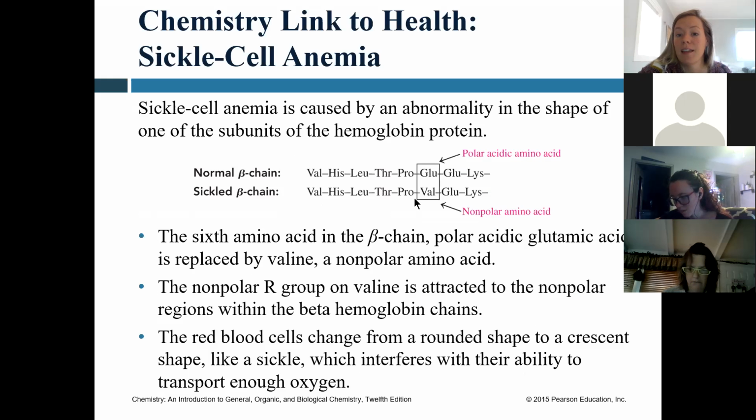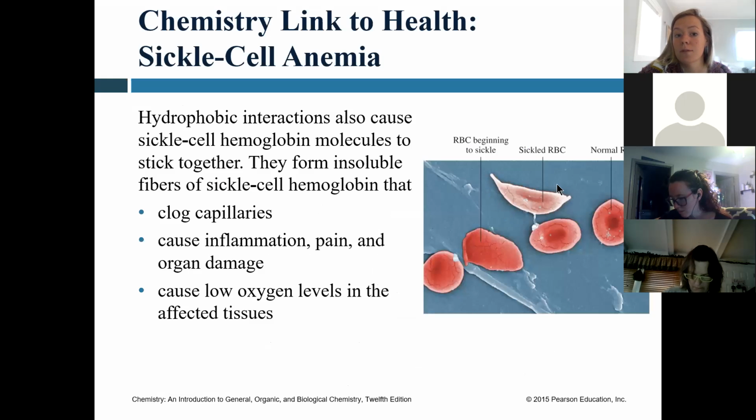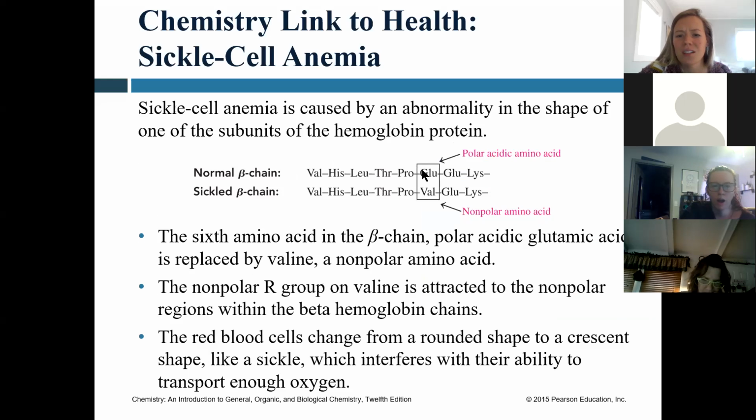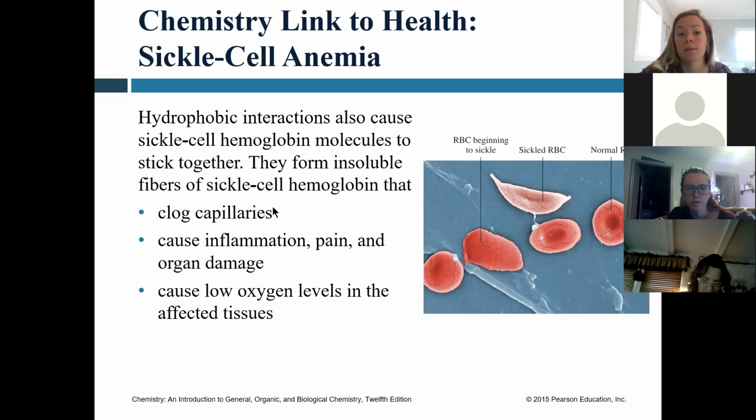It's because, again, this replacement here is sticking to other parts of the chain, which is giving it this curved shape. Now, this curved shape is not good for blood cells. When blood cells are round like this, it's really easy for them to flow and bounce off of each other. When they have this curved shape, they can kind of clump up on themselves, which can cause clogged capillaries, inflammation, pain. It causes lower transportation of oxygen. So that's an example of where just a tiny little flip on that protein has a huge effect.